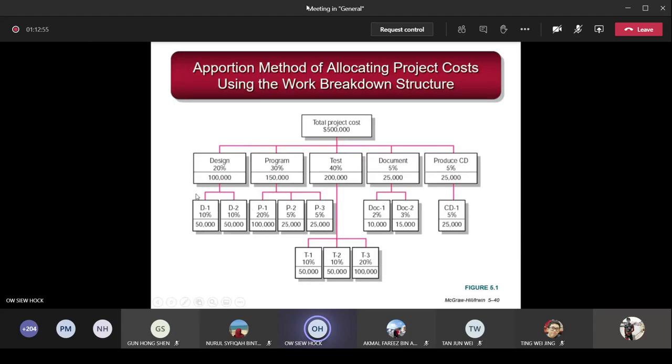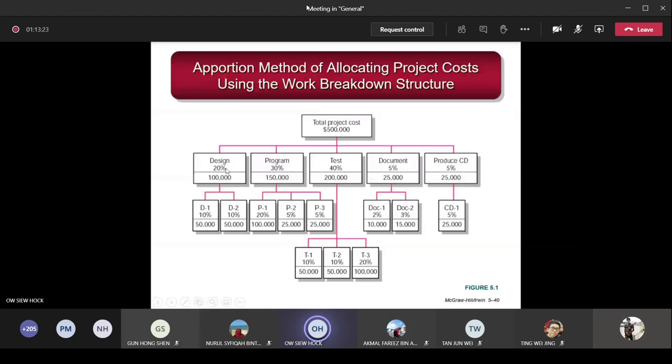Under design, you have a sub of design one and design two. Program, you have P1, P2, P3. Test, you break down into T1, T2, T3. Document, you have document one, document two. Produce CD, only one, CD one. So you break this down into percentages. The total is 500,000. In your apportion method, you break it down: design, you allocate 20%. Program, 30%, 40%, 5%, 5%, and so on.